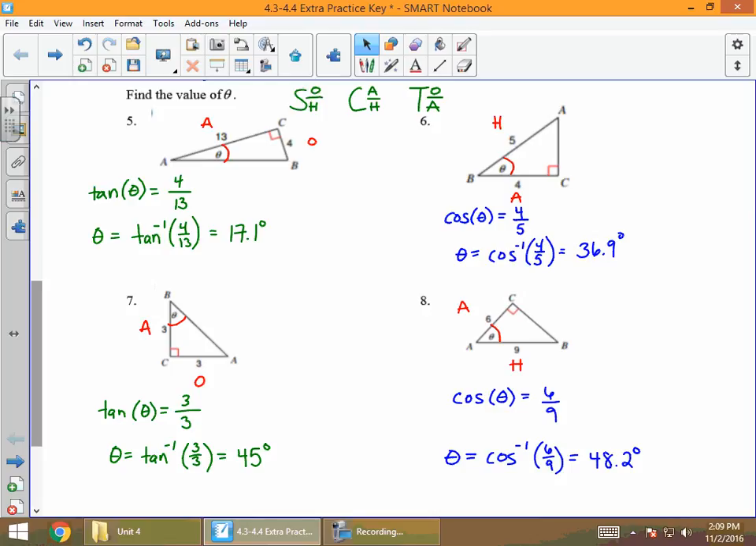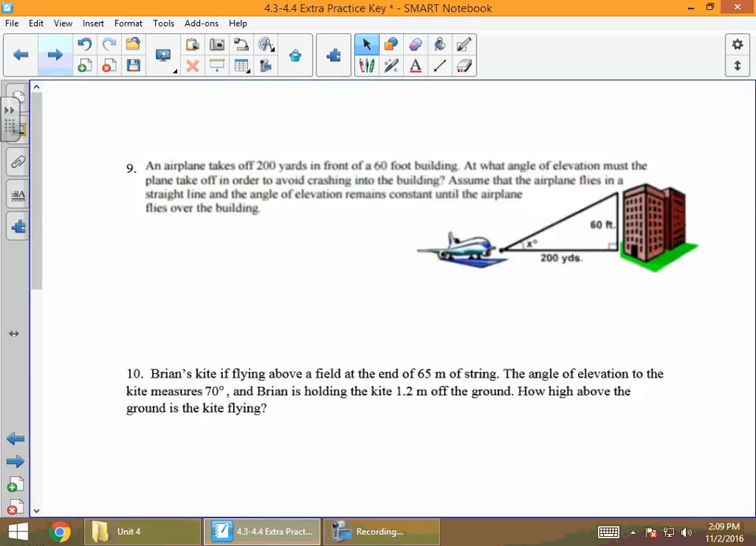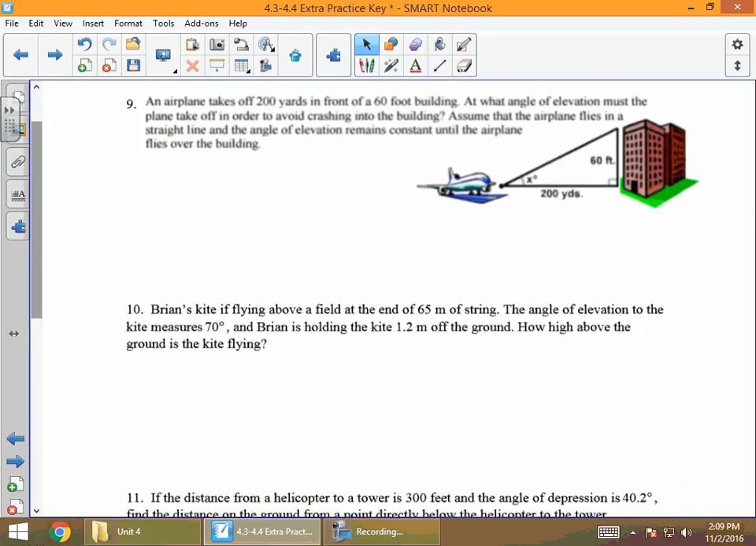I'm going to keep rolling right into page 2 if you don't mind. Number 9 says an airplane takes off 200 yards in front of a 60-foot building. So hopefully you noticed right away that I have this little discrepancy of I have 2 different units going on here. So I'm going to change my units. One of the things you need to know, 3 feet equals 1 yard. So 60 feet would be 20 yards.